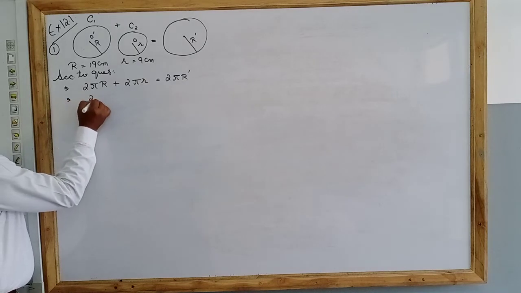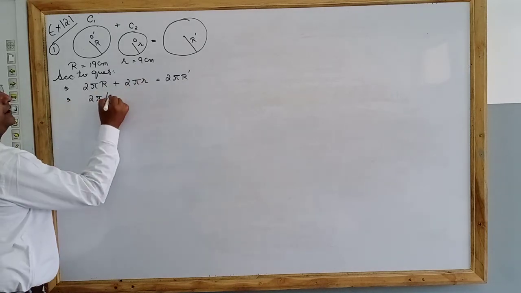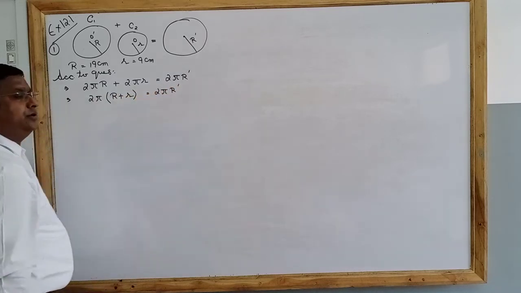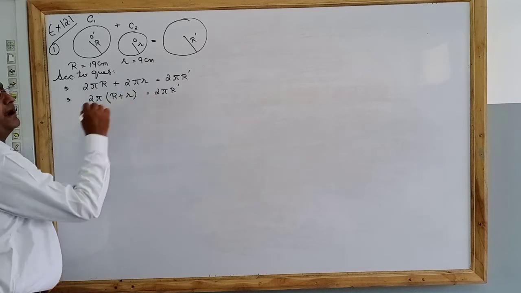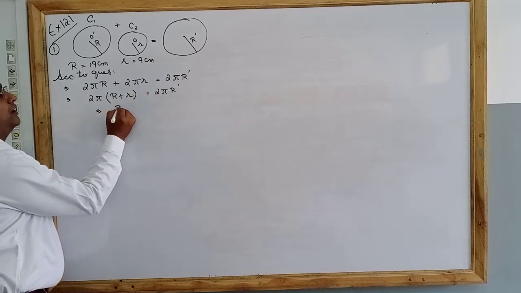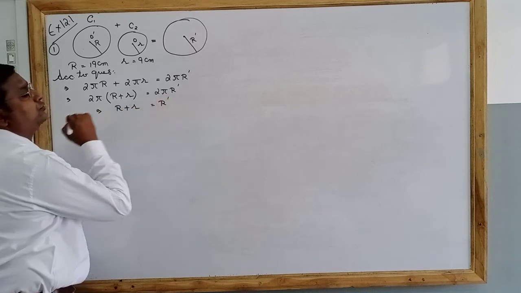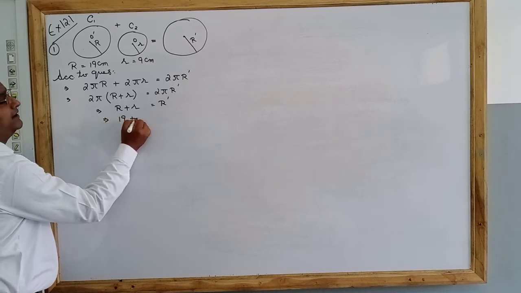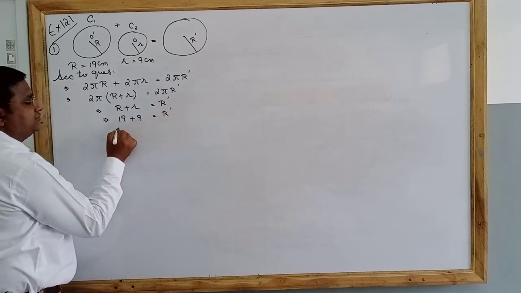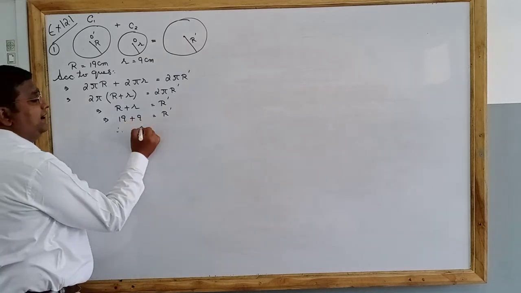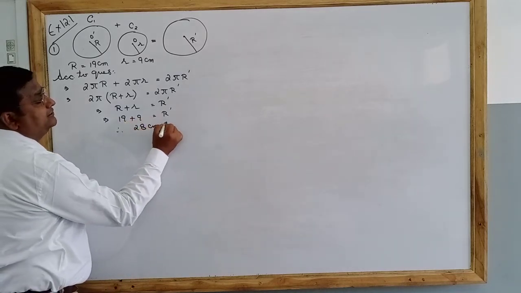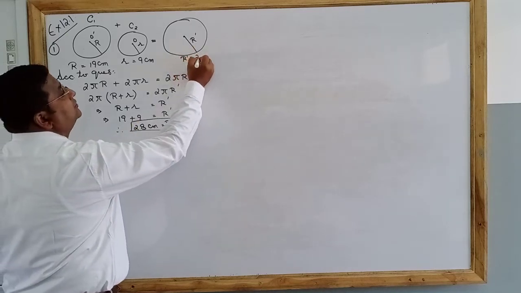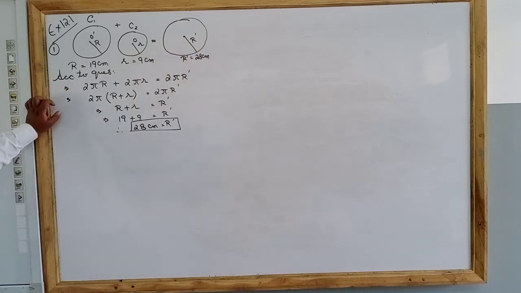Can you see 2 pi is common? What is left? Capital R plus small r is equal to 2 pi r dash. So easily you can see 2 pi and 2 pi can be cancelled out from both sides. So what will be left? Capital R plus small r is equal to the new radius. So therefore 19 plus 9 is equal to r dash. 19 plus 9 is 28 centimeter, which is equal to r dash. That is the radius: r dash is equal to 28 centimeter.